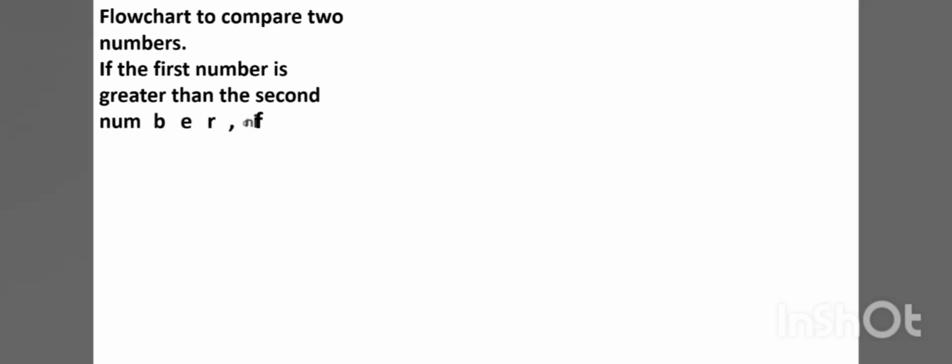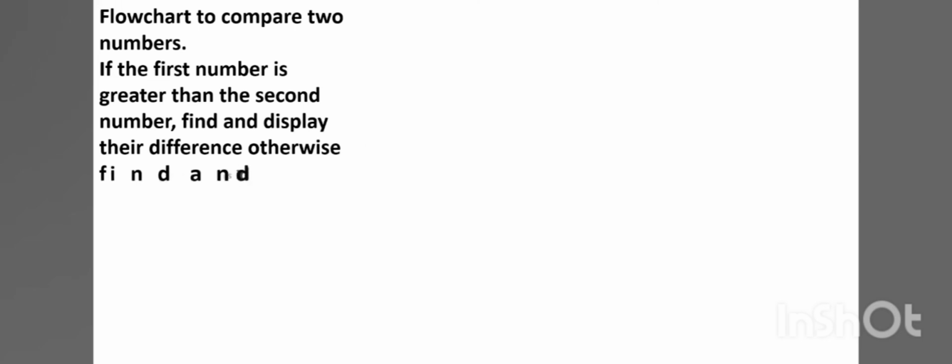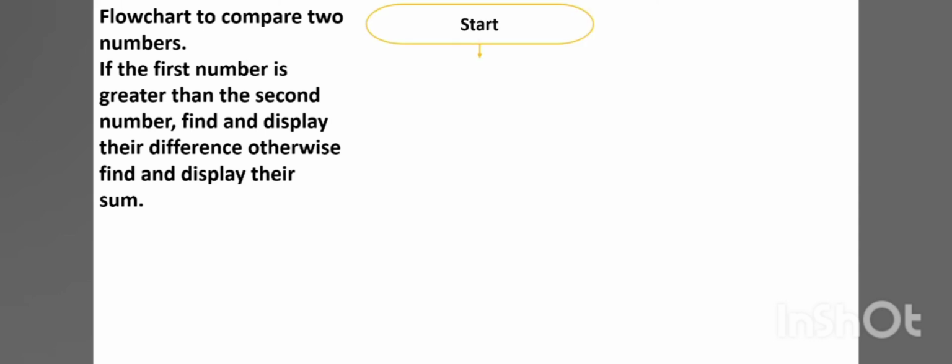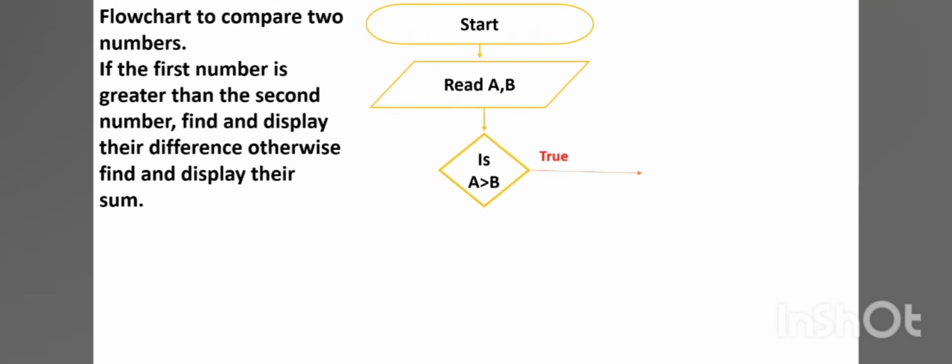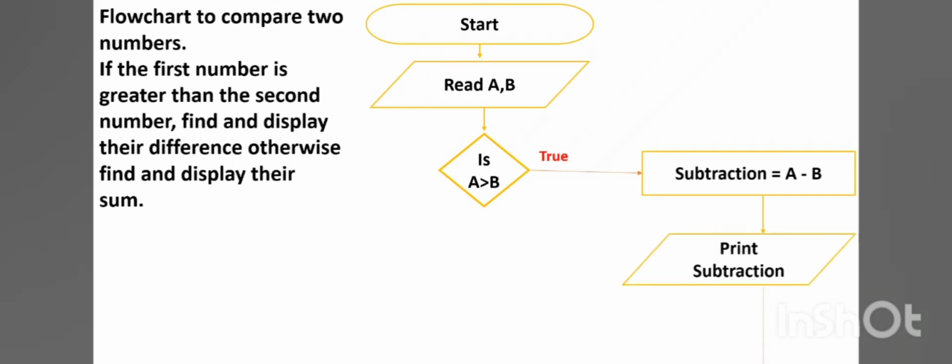Flowchart to compare two numbers. If the first number is greater than the second number, find and display their difference. Otherwise, find and display their sum. Start. Read A, B. Is A greater than B? If yes, subtract A minus B. Print subtraction. If A is not greater than B, add A plus B.